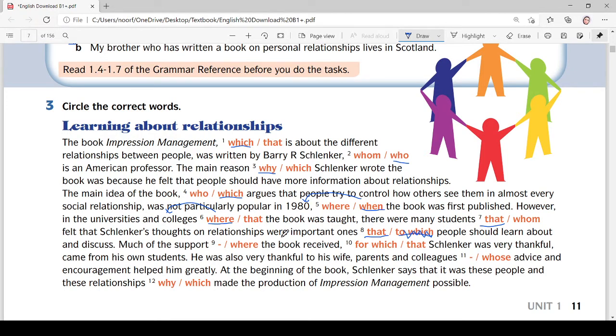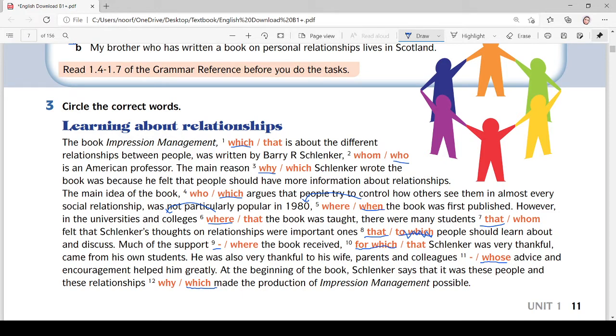Much of the support the book received, tak ada apa-apa. Sebab kenapa? Where tak ada. Much of the support the book received, for which Schlenker was very thankful, came from his students. For which yang mana datangnya daripada students dia thankful lah. He was also very thankful to his wife, parents and colleagues whose advice and encouragement helped him greatly. At the beginning of the book, Schlenker says that it was these people and these relationships which make the production of impression management possible.